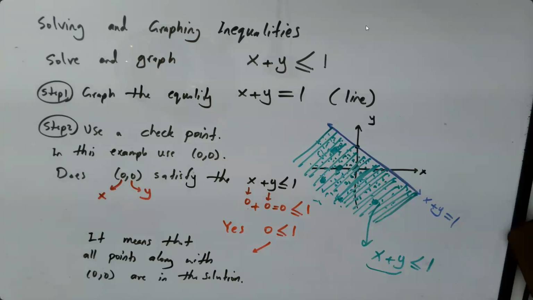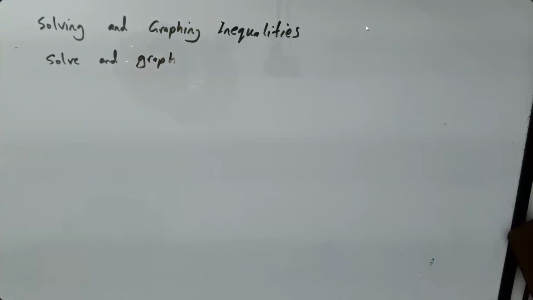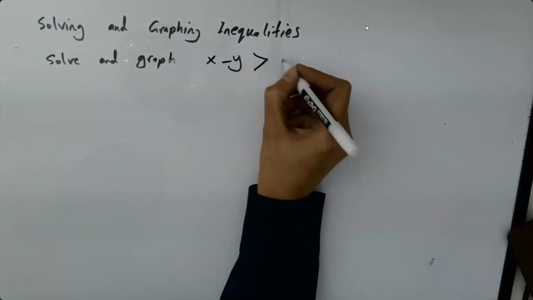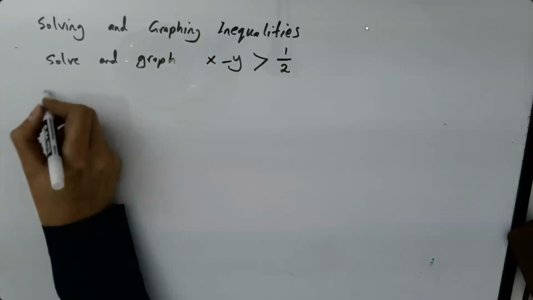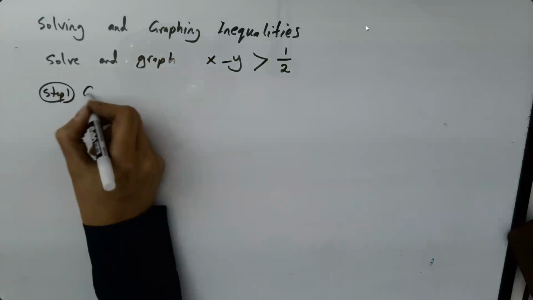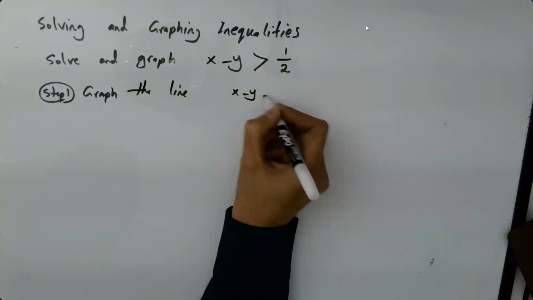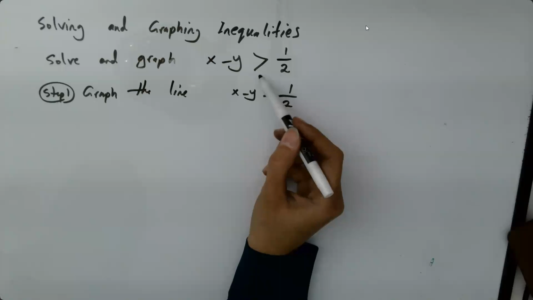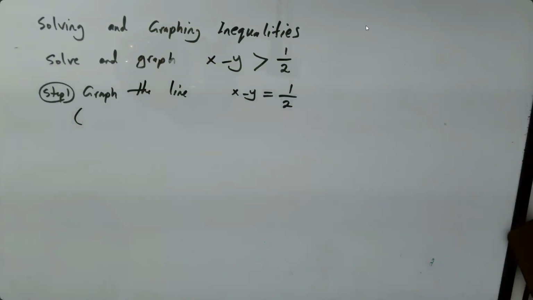Okay, let's go over another example. Question says, solve and graph the following. Let's use a larger than as well. Graph x minus y larger than a half. Let's use a fraction here. So step one, as always, graph the line x minus y equals a half. Okay, guys, just note that there is no equality here. This guy is going to be a dashed line. So let me put that in parentheses.